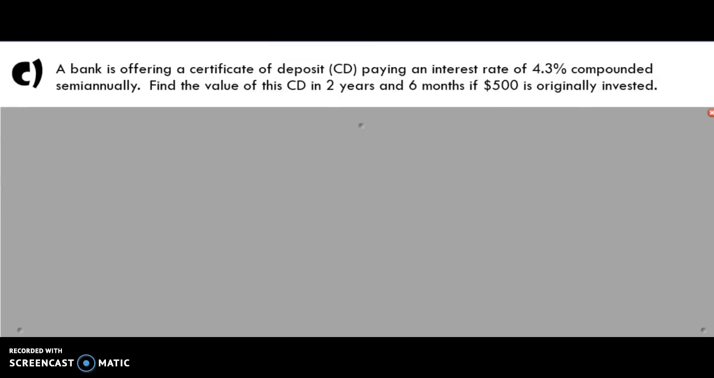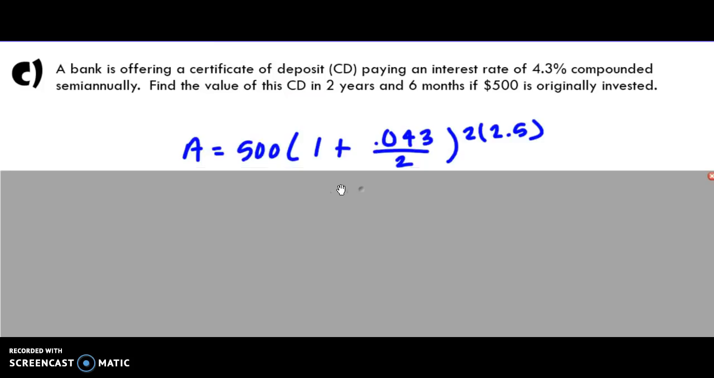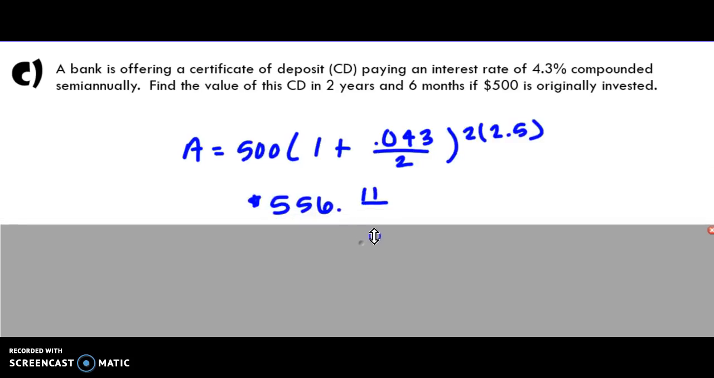Example C is talking about a bank giving a certificate paying an interest rate of 4.3% compounded semi-annually. This time the value is in there for 2 years and 6 months. So I'm going to use the same setup where 500 will be my P value. I'm going to turn the 4.3 into 0.043. Semi-annually twice a year will be the value below the fraction and in the exponent. But my time I have to turn to years. So 2 years and 6 months is 2.5 years. So make sure that you are thinking about the number of years always to plug in for your T. So if you plug that in accurately, you'll get $556.11.